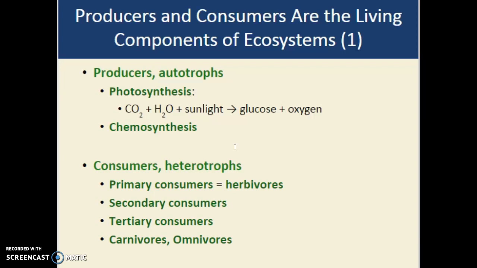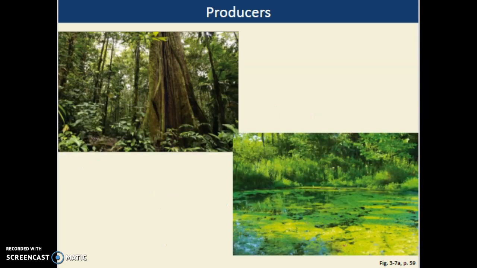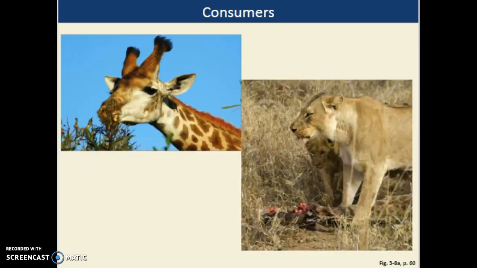And then, of course, we all know that consumers are heterotrophs because they're other-energy. They have to get their energy from somewhere else. And we've got some special terms for those. Primary consumers are going to eat plants. Secondaries eat primaries. Tertiaries eat secondaries. Quaternaries eat tertiaries. Of course, carnivore, omnivore, herbivore, piscivore, all those things get rolled in there as well. Of course, we've got some pictures. We know what producers look like. We know what consumers look like.